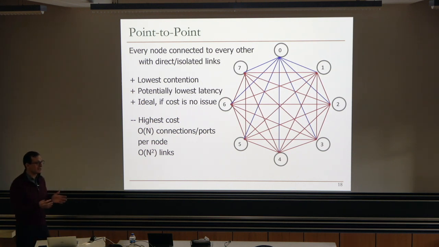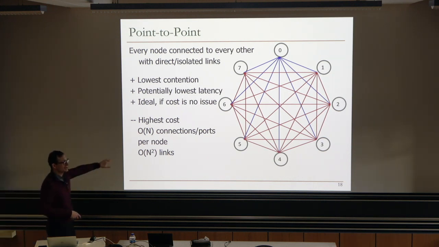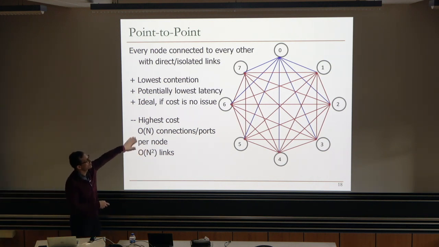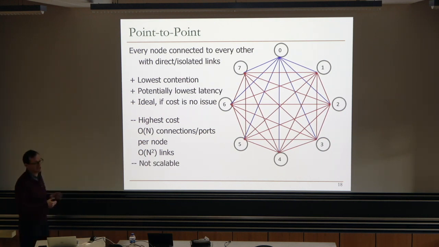which is bad to begin with, because if you look at the bus, it's O(1), right? Whereas if you look at the number of links, it's actually even worse, because it's now quadratic. You have O(N squared) links over here. Okay, so it's basically not scalable.